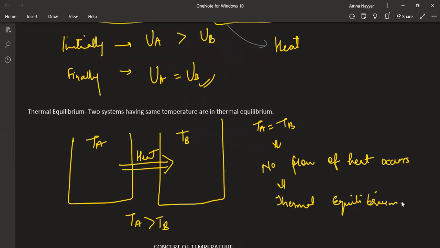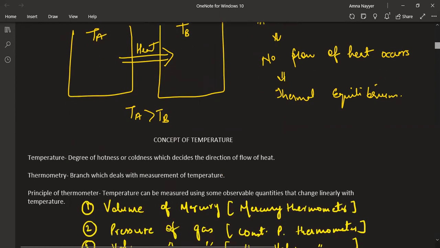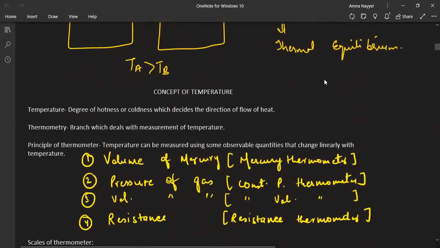Fine. Now there's a concept of temperature. Temperature is basically what? The degree of hotness or coldness that decides the direction of flow of heat is known as temperature. How cold a body is, how hot a body is, that is decided by temperature. And that always decides the direction of flow, because heat flows from higher temperature to lower temperature.